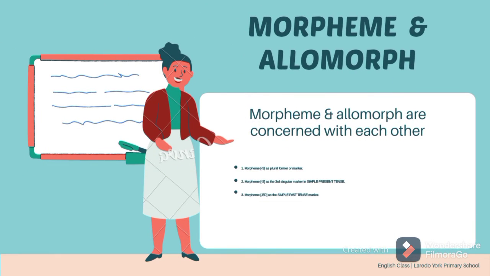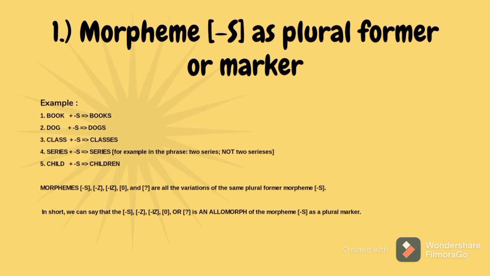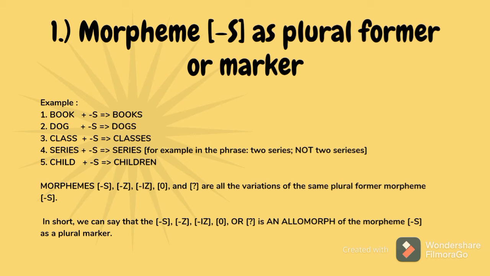Morpheme and allomorph are considered together. Actually, the former is the basic form and the latter is a variant of the former. And then there are some examples according to three aspects. Number one, morpheme s as a plural marker. Example, book plus s becomes books.